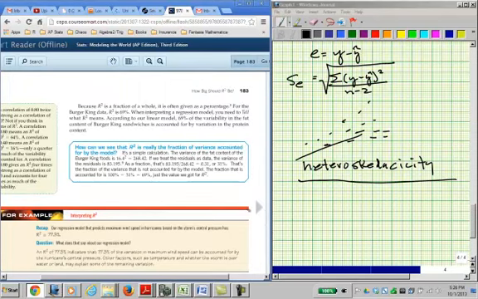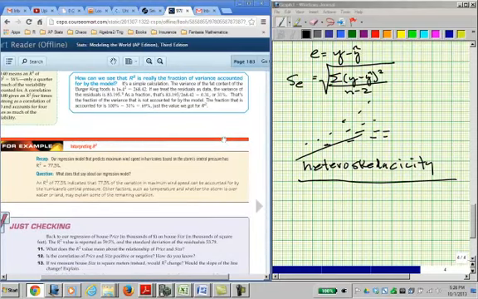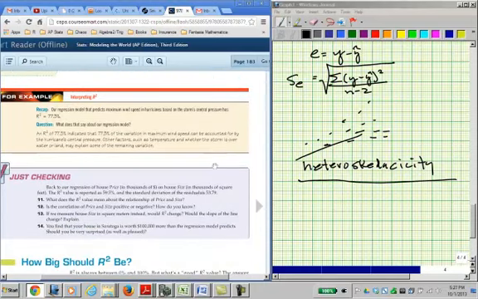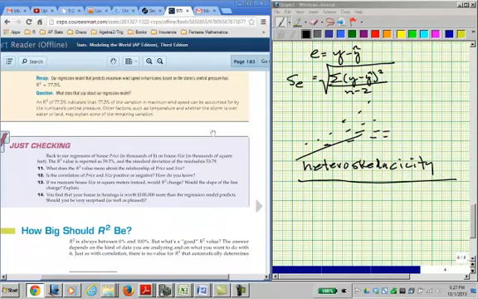It's often given as a percentage, and you can look this over. And do this Just Checking. And then when you're done with this, come on back.